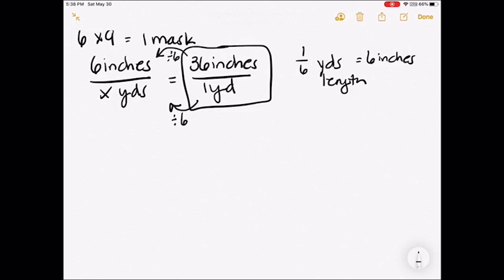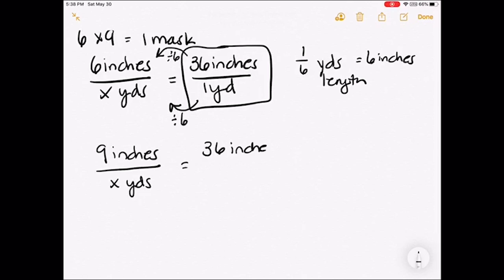We know that the width of the mask is 9 inches. So let's do the same conversion. We don't know how many yards 9 inches is, so we're going to use X yards. And we'll use that same 36 inches over 1 yard. Now again, I want to point out I have my inches on top in both of those ratios.